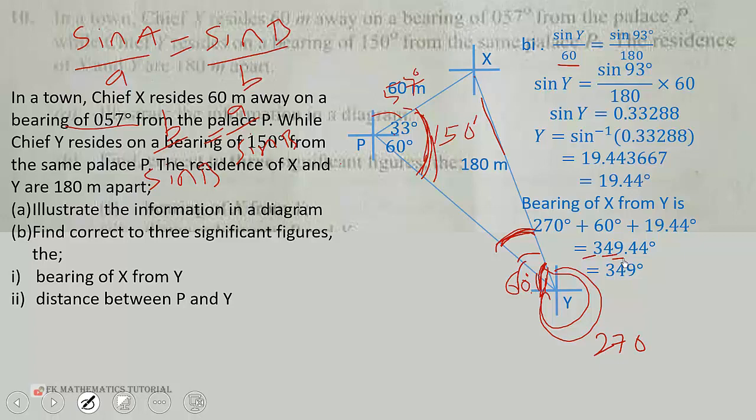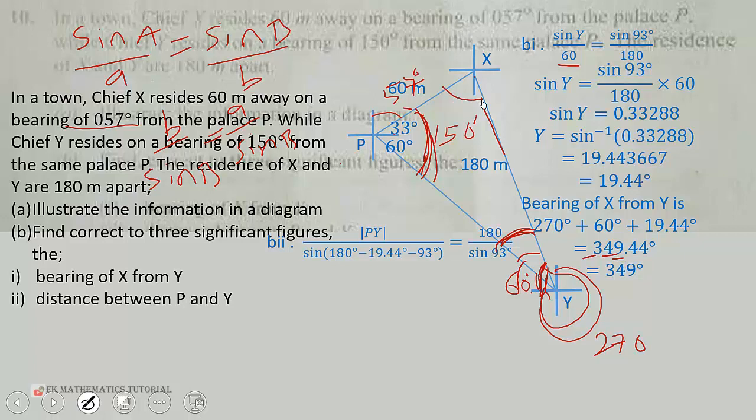Now we are looking at part two, the distance between P and Y. Still, we can use the sine rule to do it. This time PY is the distance that is opposite to this angle here.